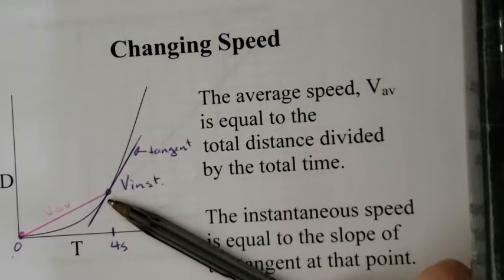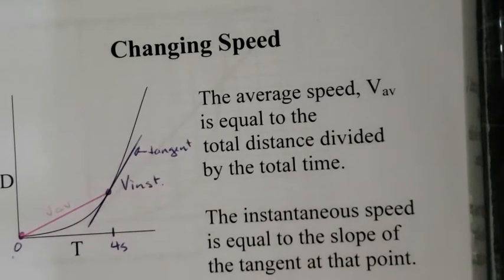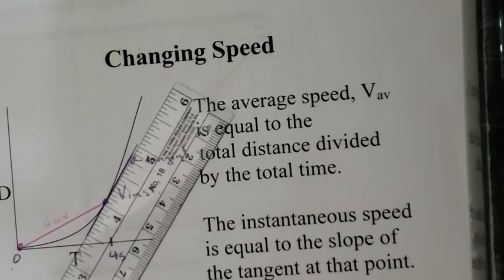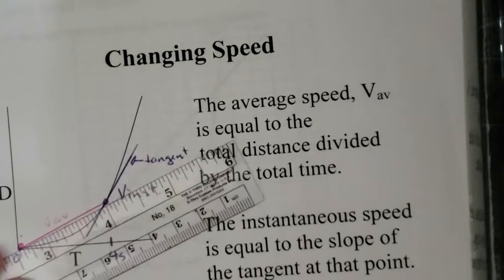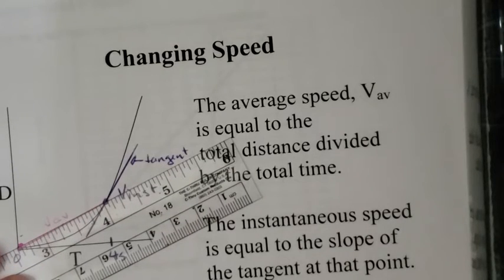So when I come back up here, what I've done is I've put my ruler down right at that spot, and it gives me a slope. And what you can see is, if I look at my ruler, that slope is steeper than my average speed, so they're not necessarily the same.